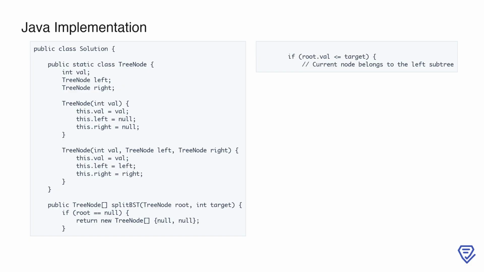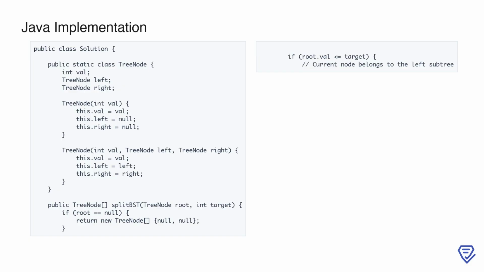First, we define a nested static class called TreeNode to represent the structure of each node in the binary search tree. Each tree node has an integer value, as well as pointers to its left and right children. We provide two constructors, one to initialize a node with just a value, and another to initialize it with a value along with specific left and right children. Then, we define the splitBST method, which takes two parameters, the root of the tree and the target value. This method will return an array of two tree nodes, representing the two resulting subtrees after the split.